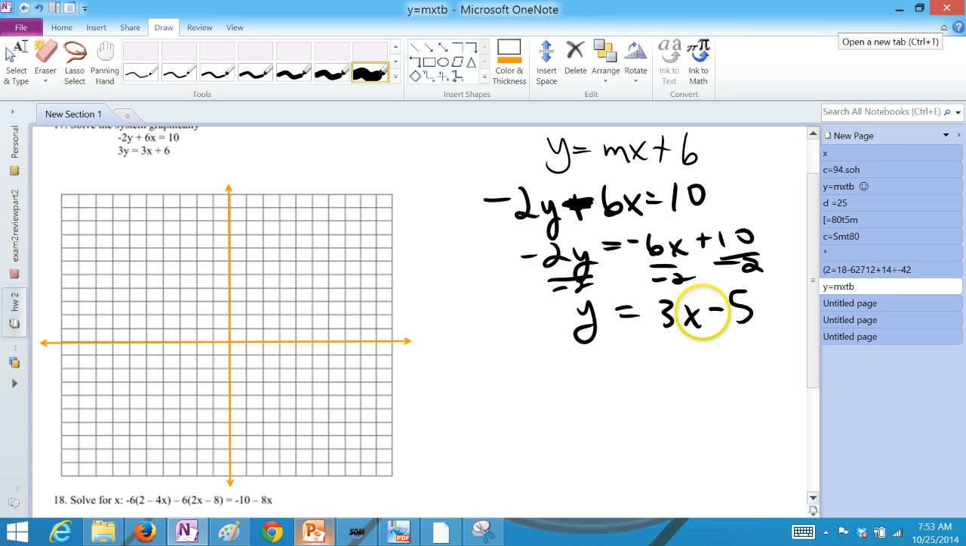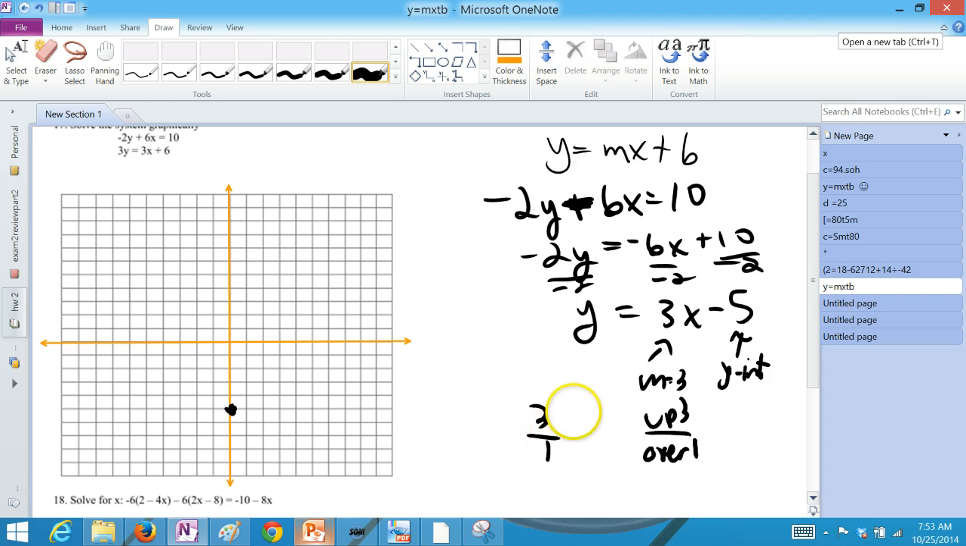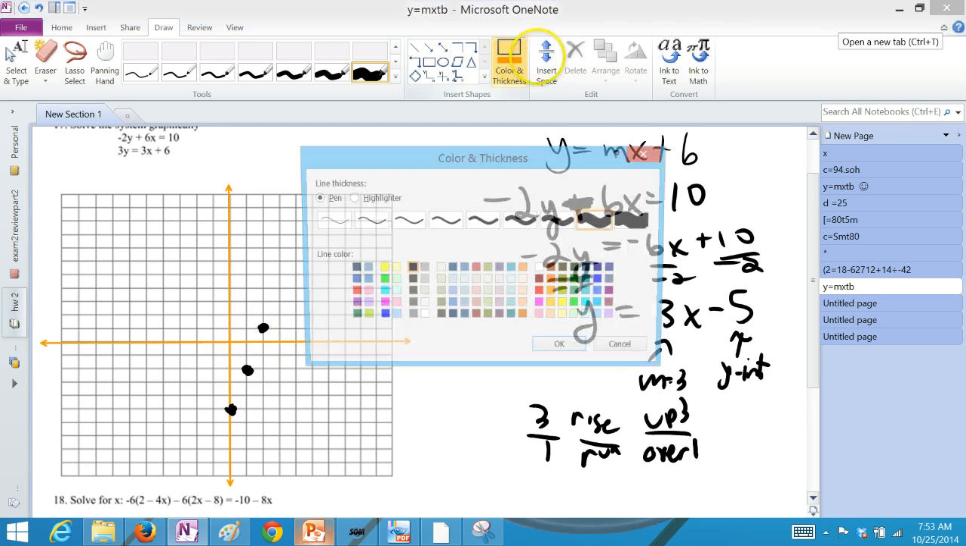Okay, great. And so 3x minus 5: the y-intercept is negative 5. That's where you hit the y-axis. And then you go up, the slope is 3. That means you go up 3 and over 1. The slope is a fraction; it tells you what the rise over run is. So up 3 and over is going to be to the right. Up 3 and over 1. So that'll be your line.